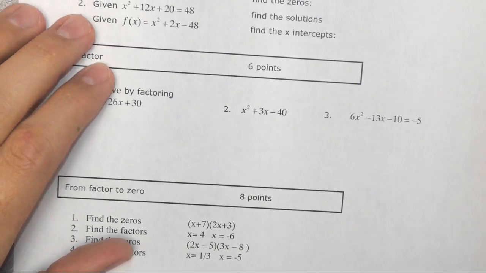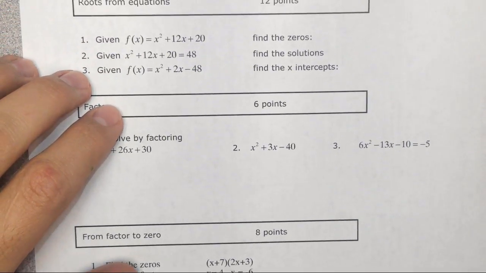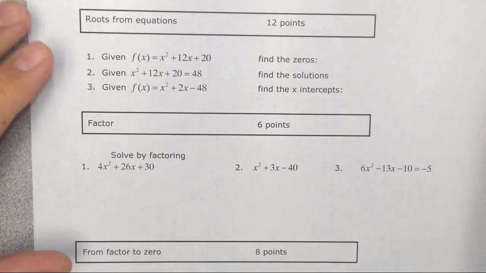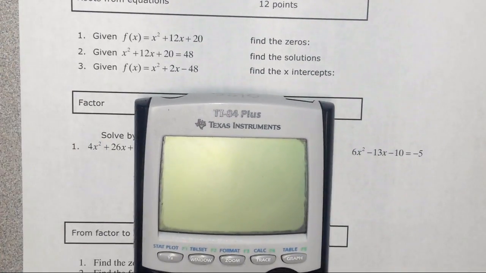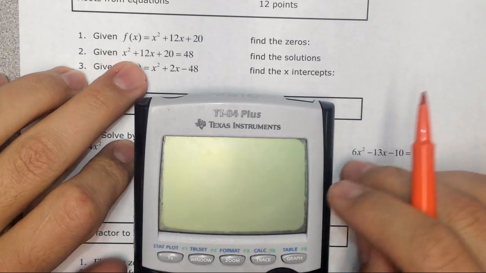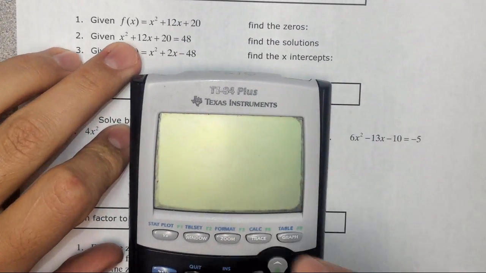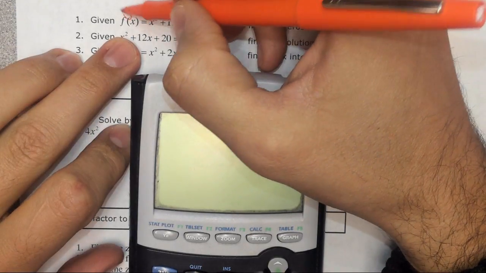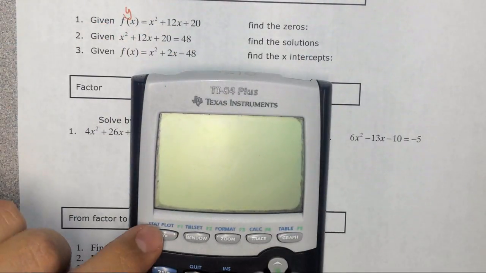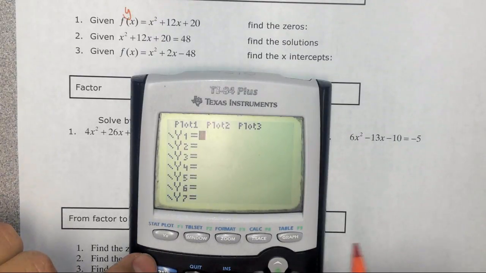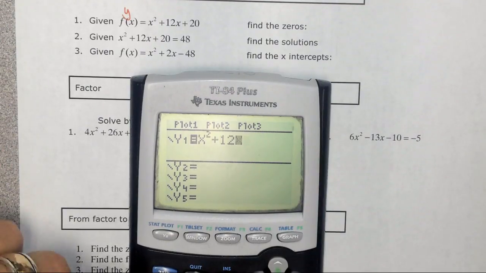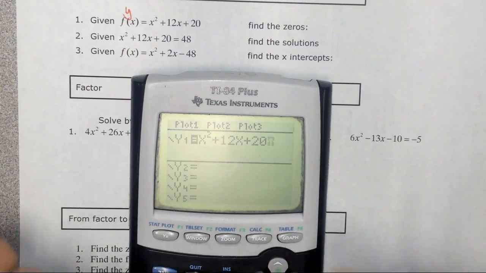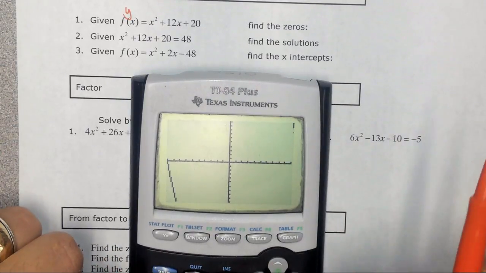Next page says roots given from equations, and I'm going to need a calculator, please. There we go. Easiest thing to do is do things in the calculator. So zeros. So I'm finding zeros. F of x equals, remember f of x is kind of like y. The whole thing's like y. So I can look in here and I can put x squared plus 12x plus 20, and look at the table. Before I look at the table real quick, I want to look at the graph to show us.